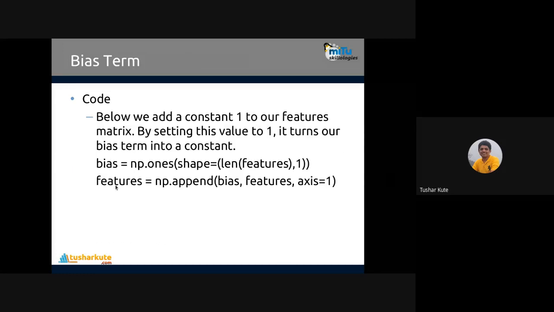Now how is it done there? See the code. Below we add the constant 1 to our features matrix, and by setting this value to 1, it turns our bias term into a constant. See, bias is equal to np.ones and shape is equal to length of features. How many features are there? That's what we got, and column 1. That number of ones are created. np.ones is used to create a ones matrix, all 1, 1, 1, 1, 1 will be there.